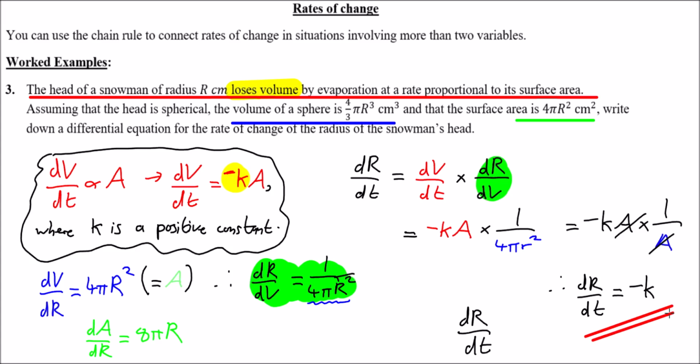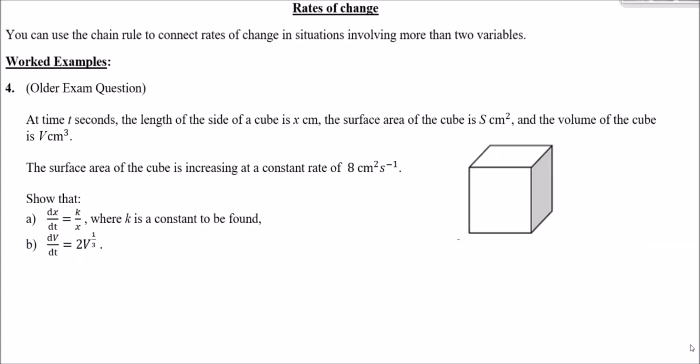Let's have a look at one more to finish off. So, question 4, which I've pulled from an older exam paper, an older spec one. We're told at time t seconds, the length of the side of a cube is x cm, the surface area is capital S cm squared, and the volume of it is capital V cm cubed. The surface area of a cube, we're told, is increasing at a constant rate of 8 centimeters squared per second. So we can actually put this into a derivative form. So that's just telling us essentially that ds by dt equals 8.